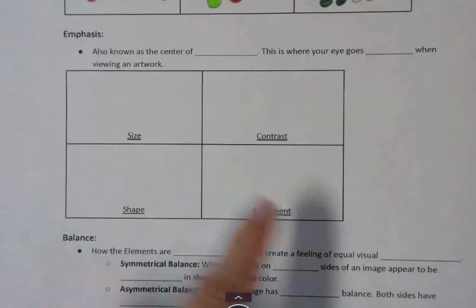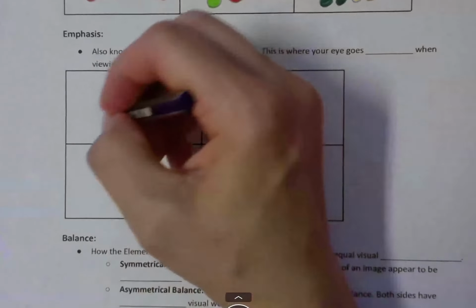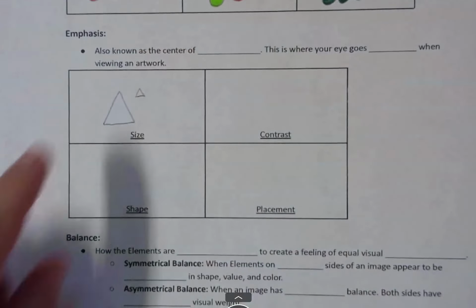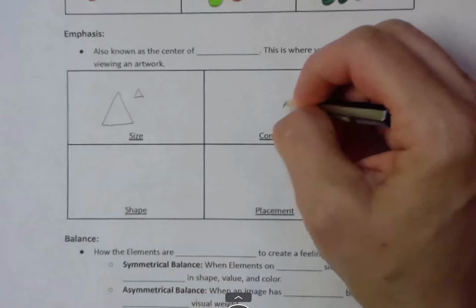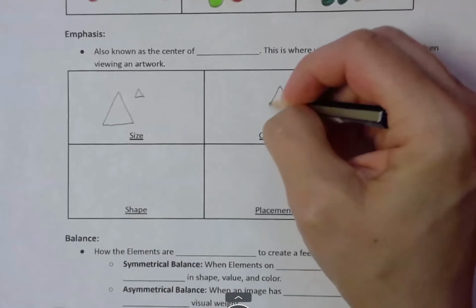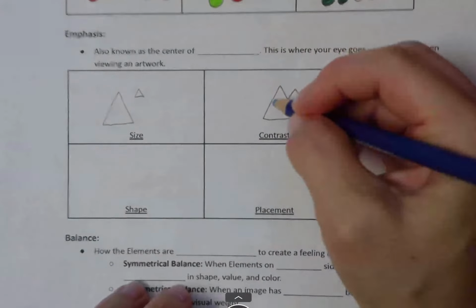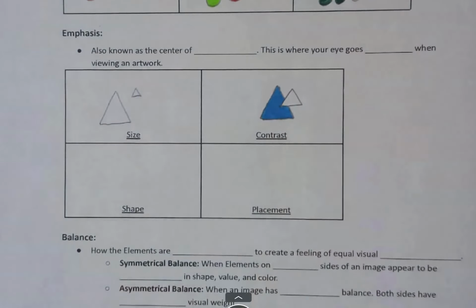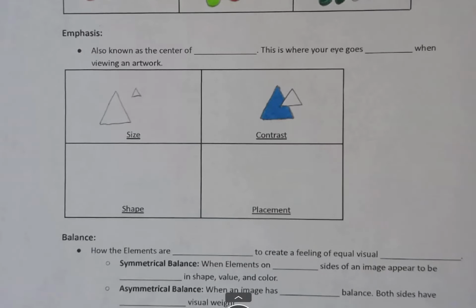For emphasis, we're exploring the use of emphasis in four different ways. For size, I'm going to draw a large triangle and draw a much smaller triangle. So the size, the larger triangle, becomes emphasized. For contrast, I'm going to draw a medium-sized triangle and put a larger triangle behind it. Now I'm going to color that larger triangle a darker color. The white triangle in front, even though it is smaller, that contrast creates emphasis. Our eye wants to look at the white triangle more easily.